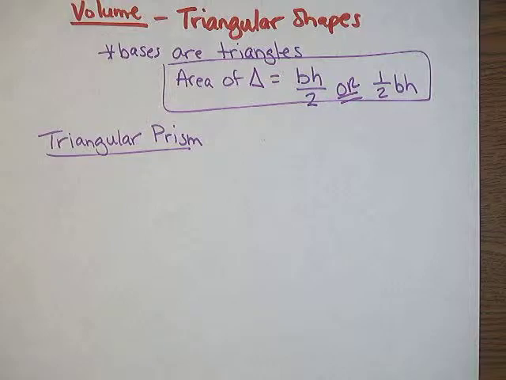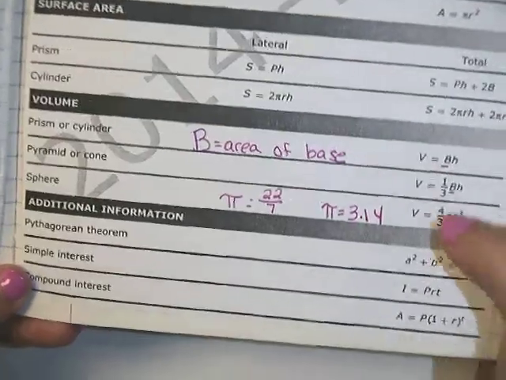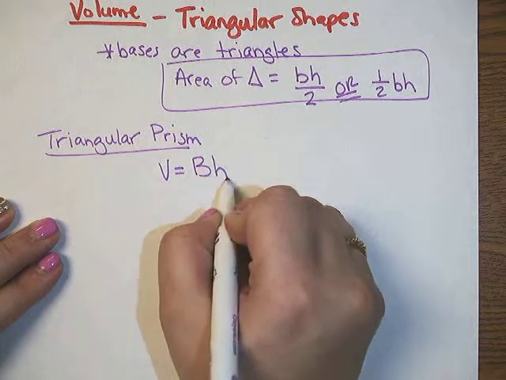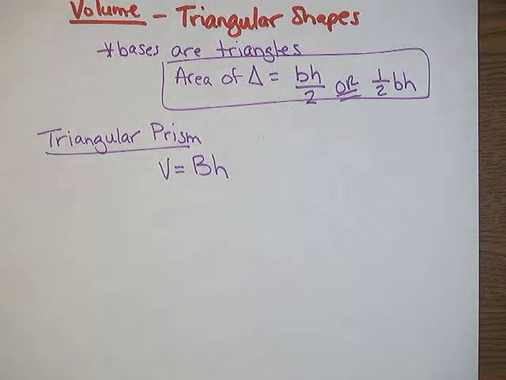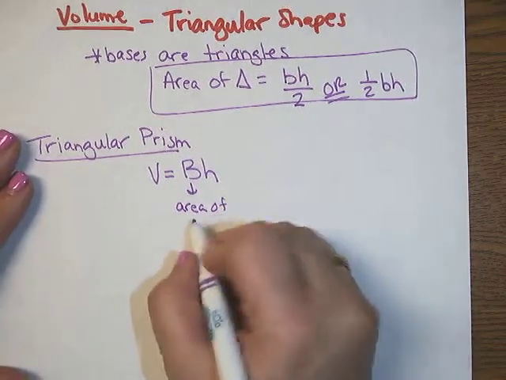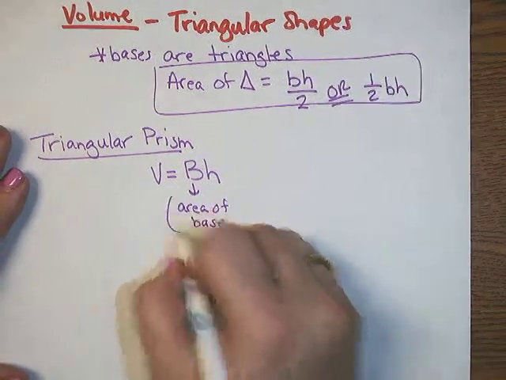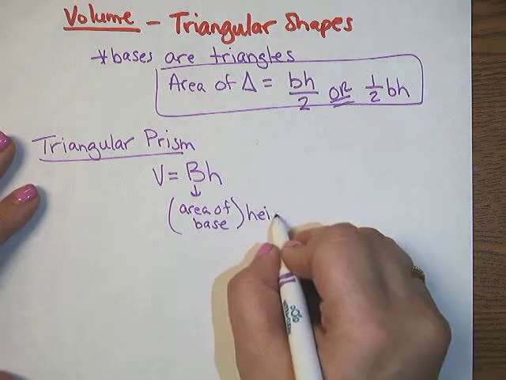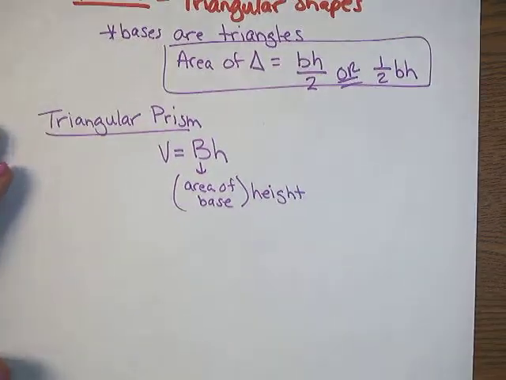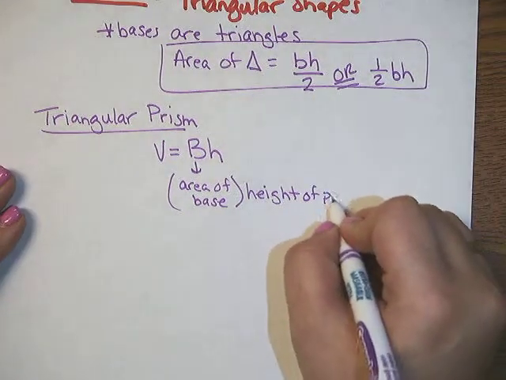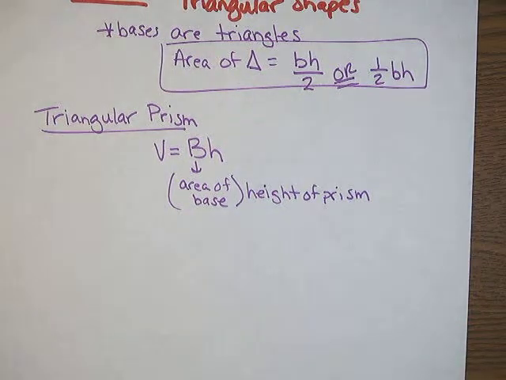Okay? So triangular prism. If you look at your formula chart, what's the formula for a prism? Capital B, H. So V equals capital B, H. Now what does capital B mean? The area of the base, which in triangular prisms, what is your base? Triangle. And you're multiplying it by the height of your prism. Okay? First period got a little bit confused. You're multiplying it by the height of the prism, not the height of the triangle.